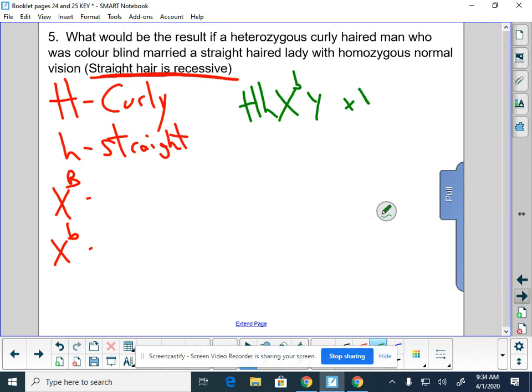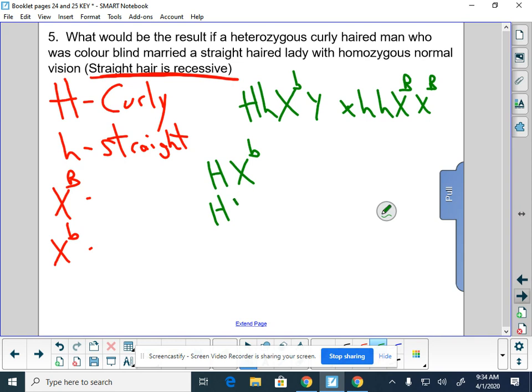straight-haired lady. We know straight hair. Whoops, that's a mistake. Straight hair is recessive. Little h, little h, with homozygous normal, X big B, X big B. Now we have to set up the gametes. Here's where it gets a little bit trickier. Big H with X little b, big H Y, little h X little b, little h Y.